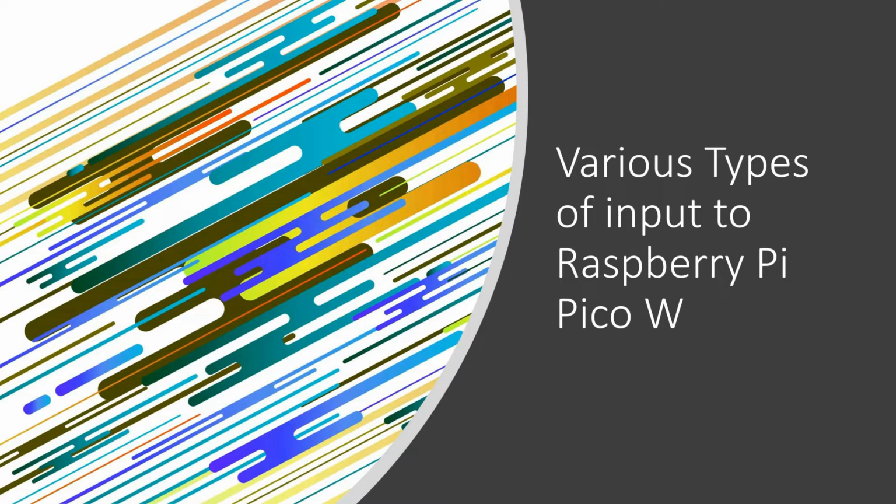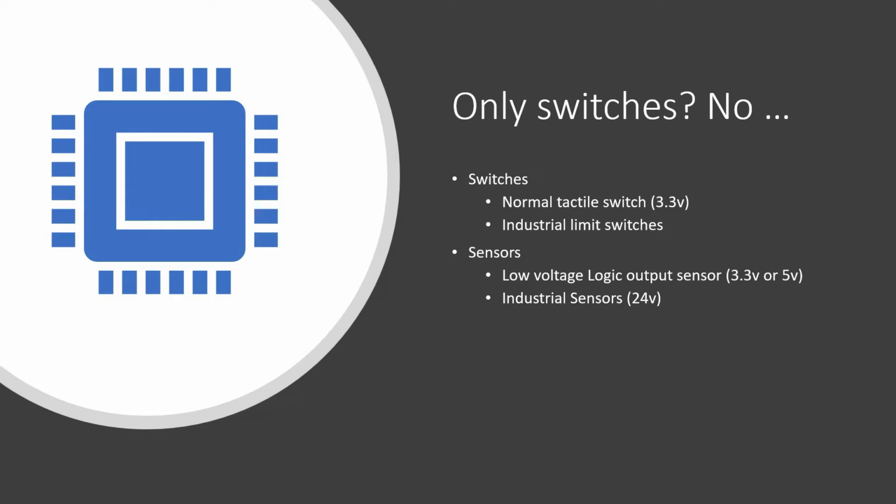Hi. Now that we have seen how to connect a single switch or even multiple switches to Raspberry Pi Pico W, let's try to understand what are the different types of inputs that can be given to Raspberry Pi Pico. Now, if you think that switches or keys are the only type of inputs to Raspberry Pi Pico or any microcontroller for that matter, then definitely even you know that that's not a correct assumption.